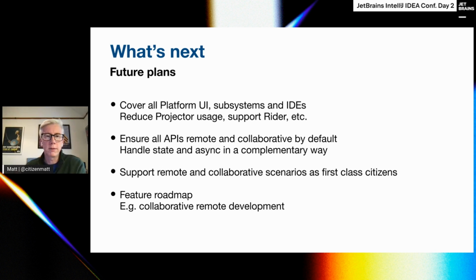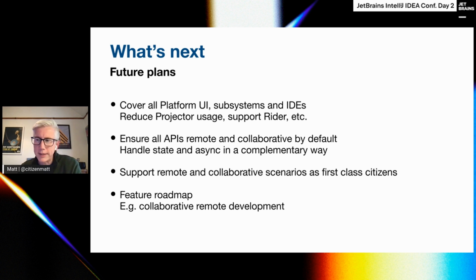We've been working on supporting Rider for remote development where you've only got a single user. That's working nicely at the moment. Again, still in progress, but still available to try and to use. We're looking to support Code with Me as soon as possible. We want to ensure that all APIs are remote and collaborative by default. So the new stuff that we're building now is suitable for working with remote and collaborative scenarios. We want to make sure everything is complementary in that manner.